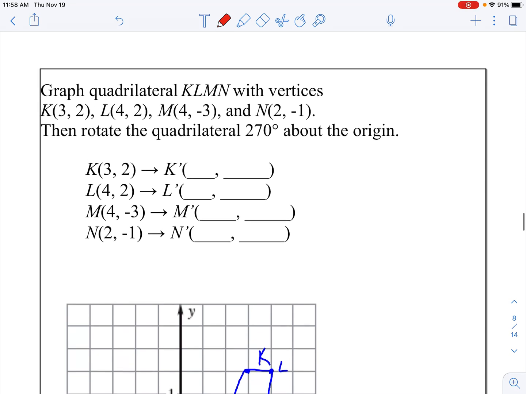So it says graph quadrilateral KLMN with the vertices that are given there. It says then rotate that quadrilateral 270 degrees about the origin. Once again, if they do not clarify 270 degrees, means we are going to go counterclockwise.